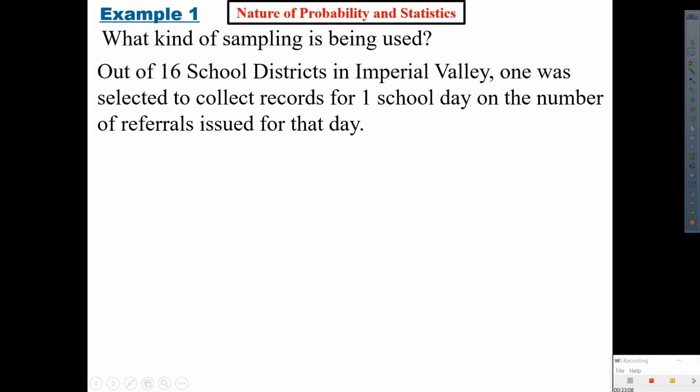All right, looks like Serena's got this. Serena, go. Cluster, hands if you agree with cluster. That is correct. Let's go.